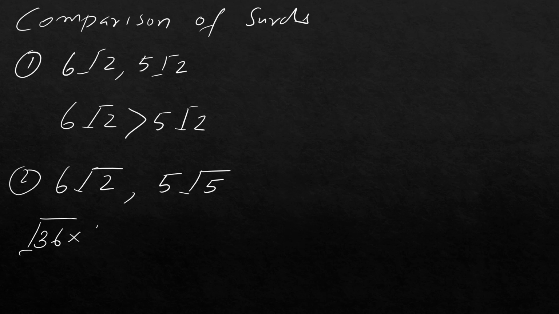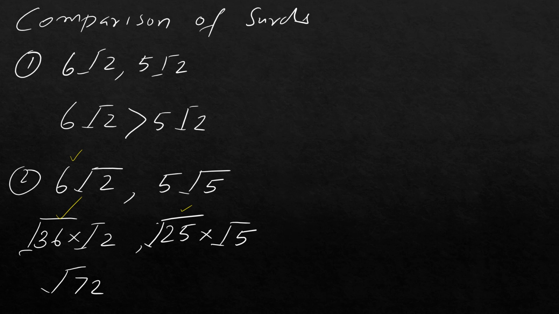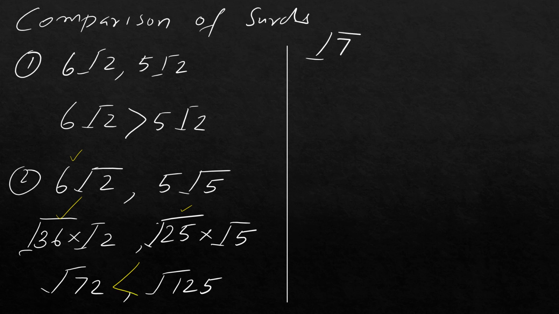For this, we need to develop a technique. We can bring the 6 into a square format and write root 36 into 2, because root 36 is 6, and here it is root 25 into root 5. Now we can multiply. Here we can write root 72, and here 25 into 5, that is 125. Now we know that root 72 is smaller than root 125. Naturally 6 root 2 will be smaller than 5 root 5. 5 root 5 is bigger.